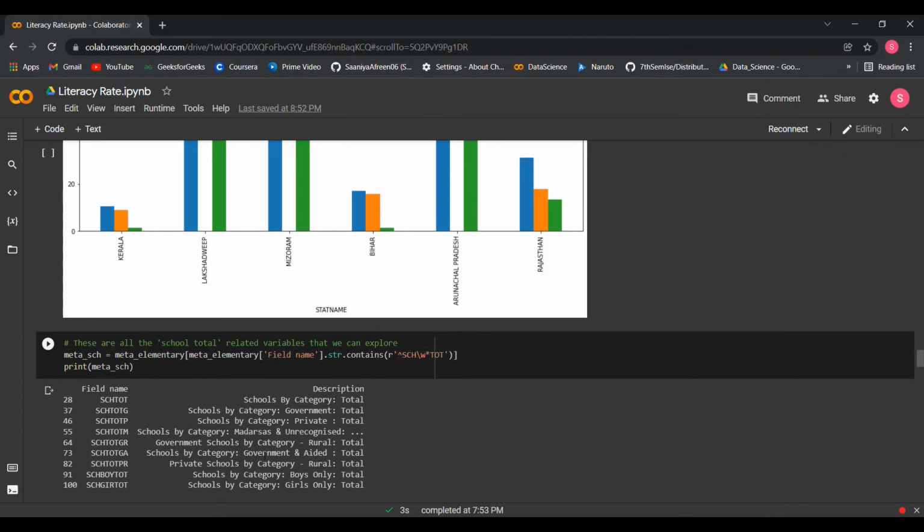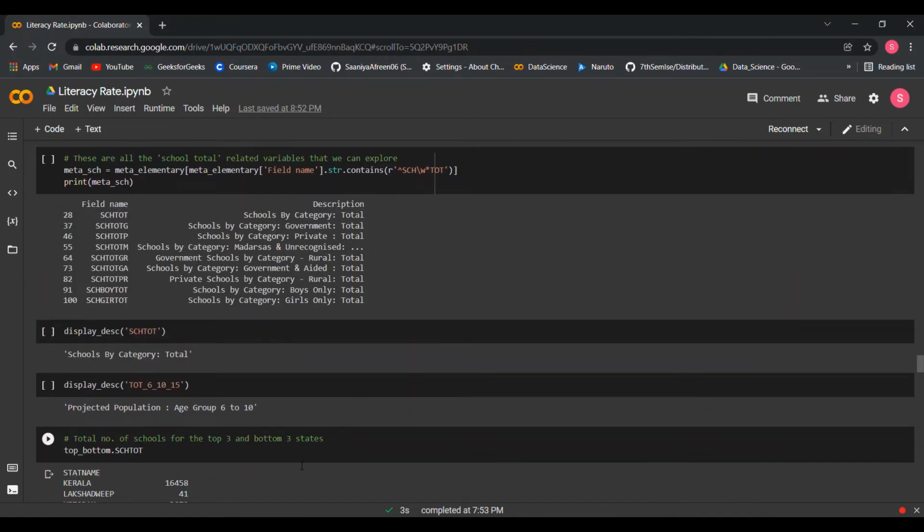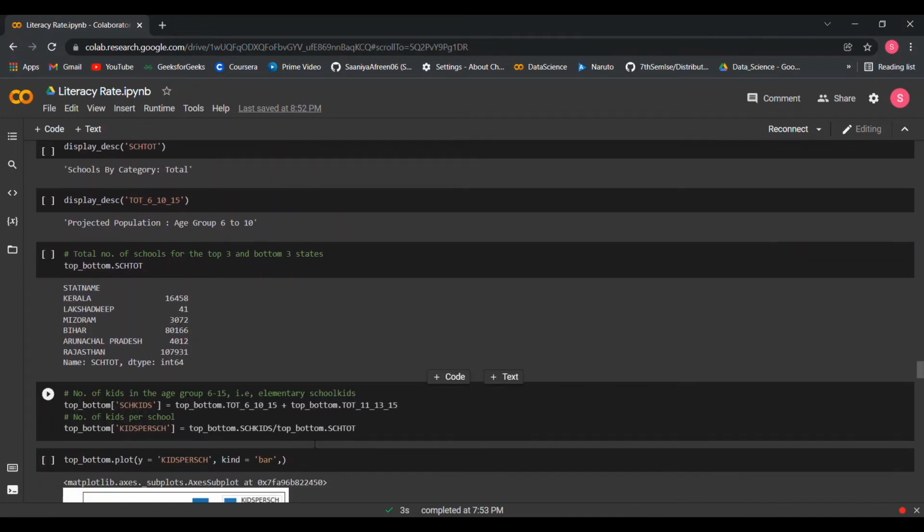And we also have private schools, schools by category, boys only, schools by girls as well. So we have taken kids per school. We've taken number of kids in the age group 6 to 15, and that is elementary school kids, and number of kids per school as well.